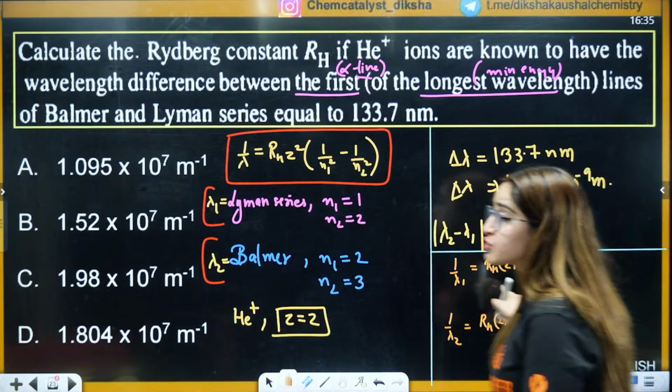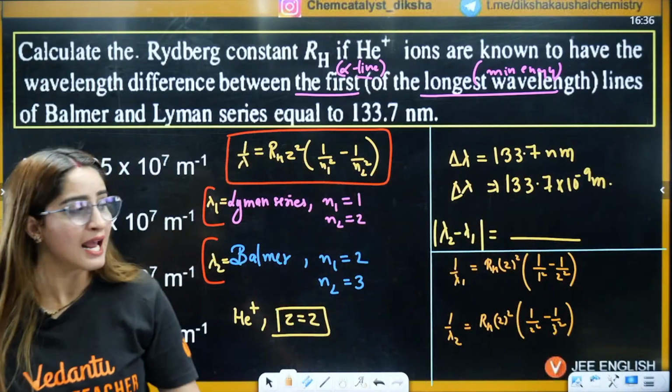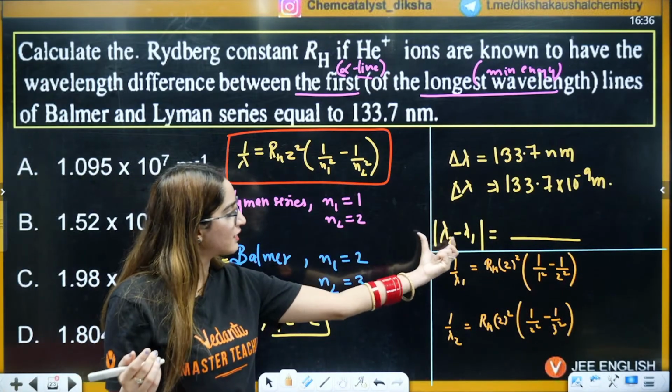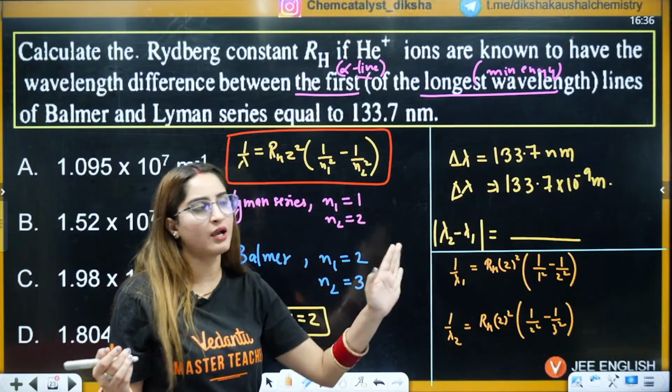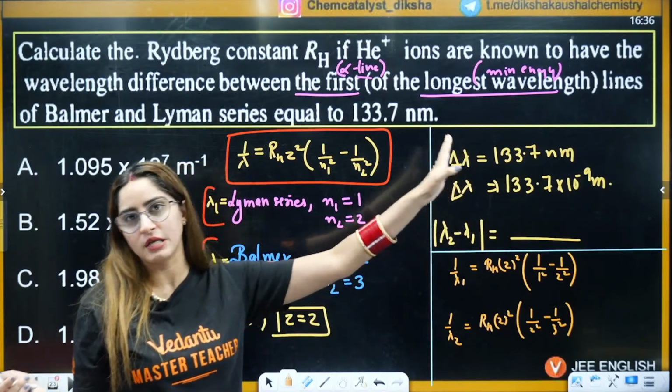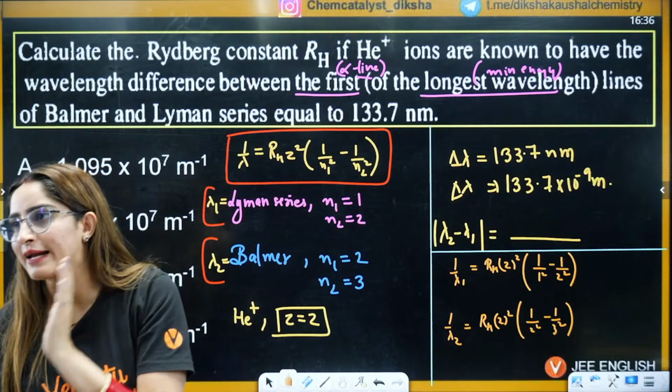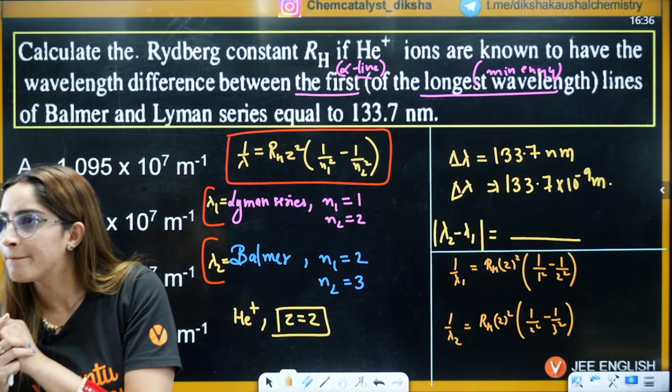Okay, you have to solve these two equations, right? And then you will put it here, lambda 2 minus lambda 1, which is already given to you in the question. From there you will calculate the value of R_H. Is that clear? Right? Okay.